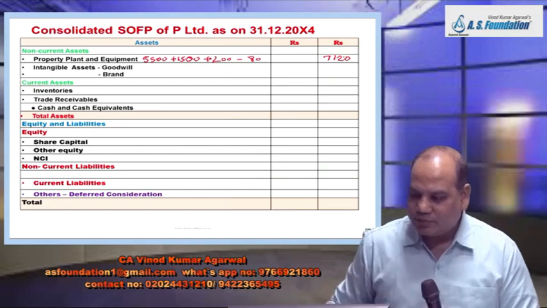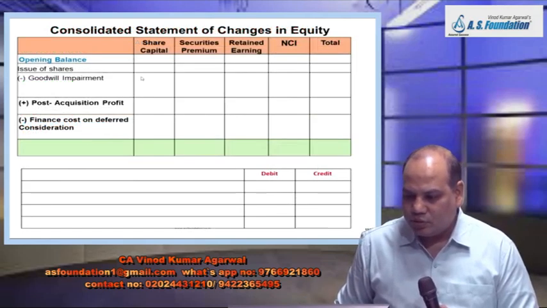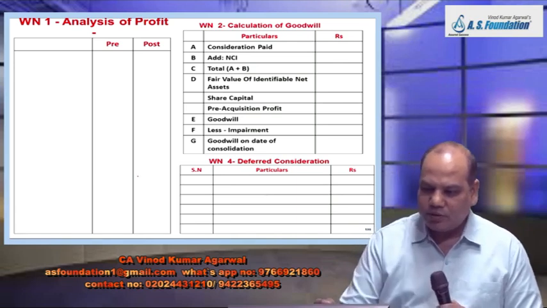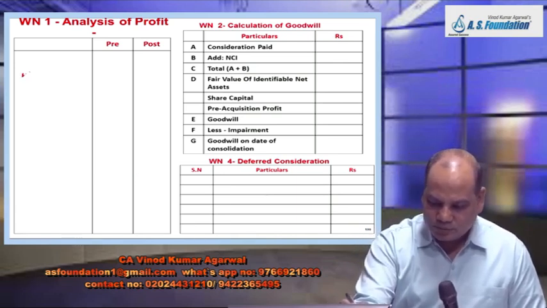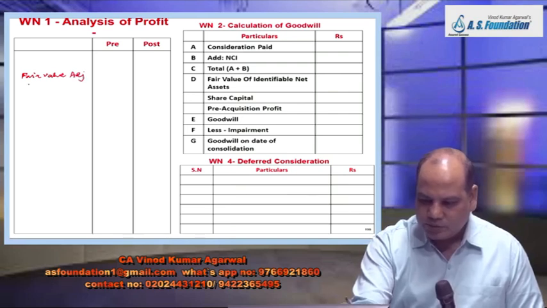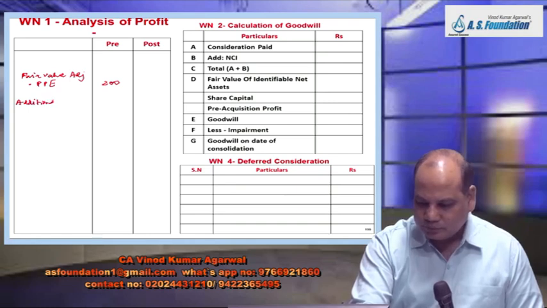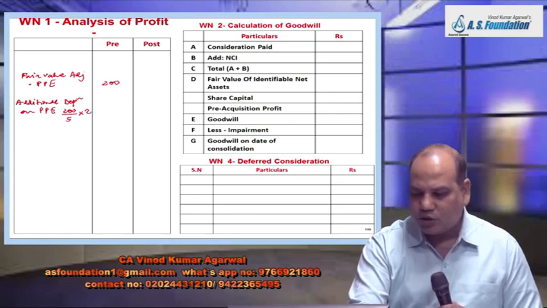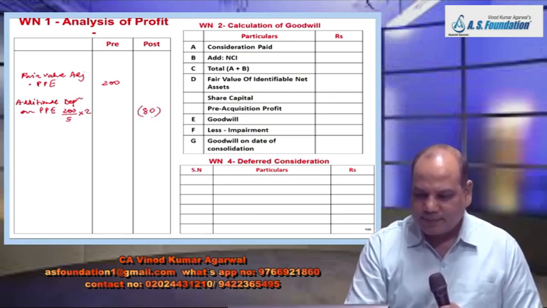Second effect of these two items, 280, you come to SO, analysis of profit, and there you write, keep the first 2-3 lines blank, fair value adjustment, under that write PPE 200, keep 2 lines blank, then write down additional depreciation on PPE 200 divided by 5 into 2 years are over. So you said 80. Second effect is over.